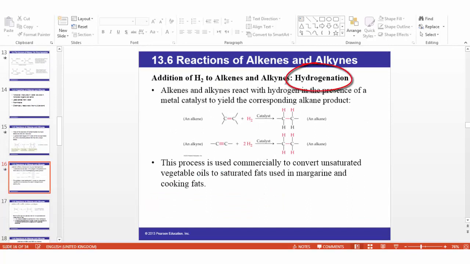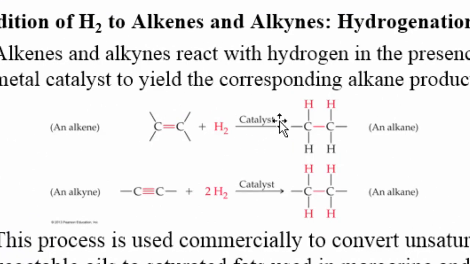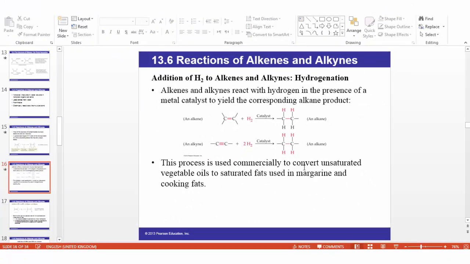Addition of hydrogen to alkenes and alkynes is referred to as hydrogenation. Alkenes and alkynes react with hydrogen in the presence of a metal catalyst to yield the corresponding alkane product. Here we have an alkene plus hydrogen in the presence of catalyst giving an alkane, and an alkyne plus 2 H2 in the presence of catalyst, we have alkane again. This process is used commercially to convert unsaturated vegetable oils to saturated fats used in margarine and cooking fats. This is called again hydrogenation.